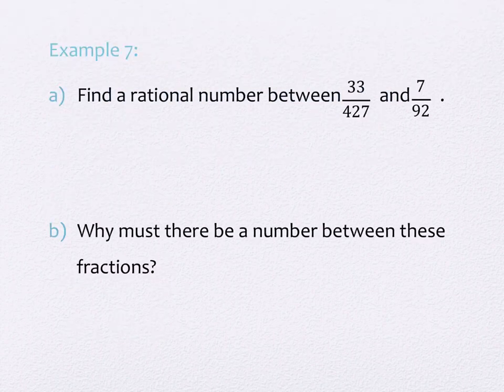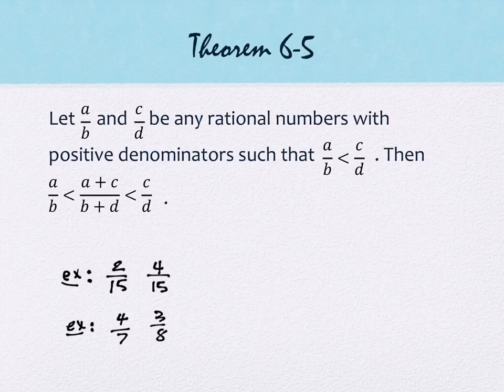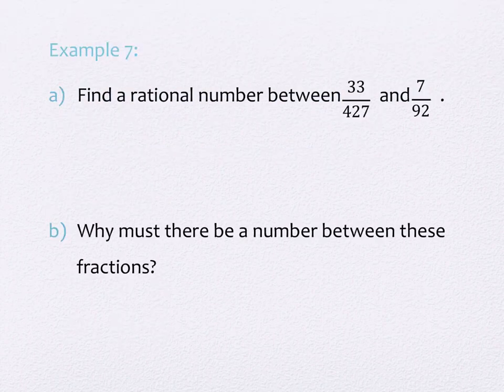But I can actually do it in this way. So here are two awful denominators. You do not want to add them together and divide by 2. But there is a rational number between them. The denseness property said so, because there's always space in between them. So we can actually do what that theorem, Theorem 6.5, said we could do. We could add the two numbers together on the top, so 33 and 7. We can add the two numbers together on the bottom, 427 and 92. And what we find is going to actually work.